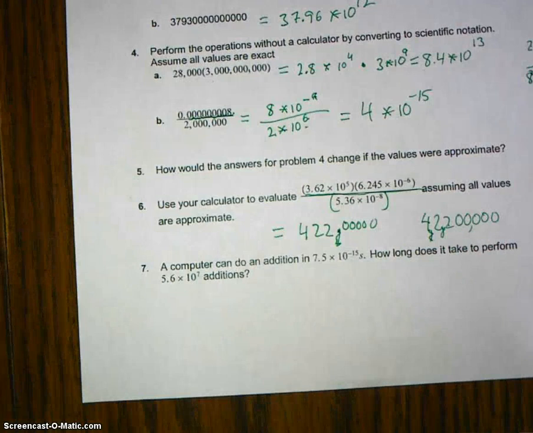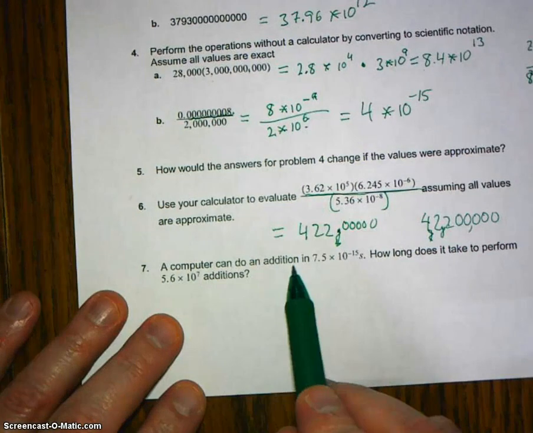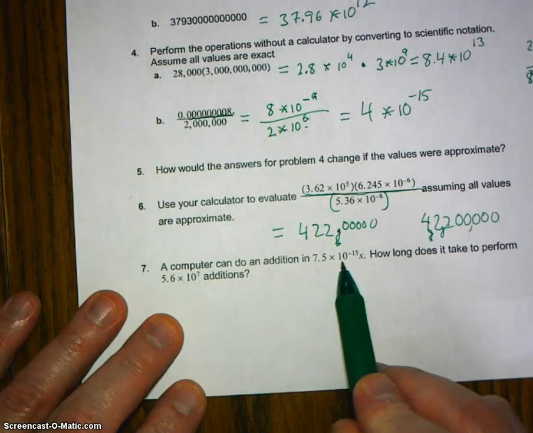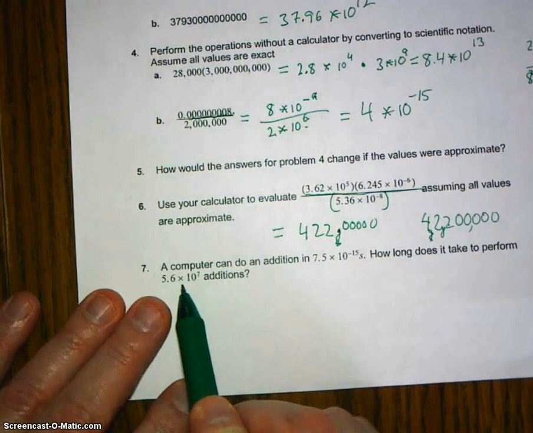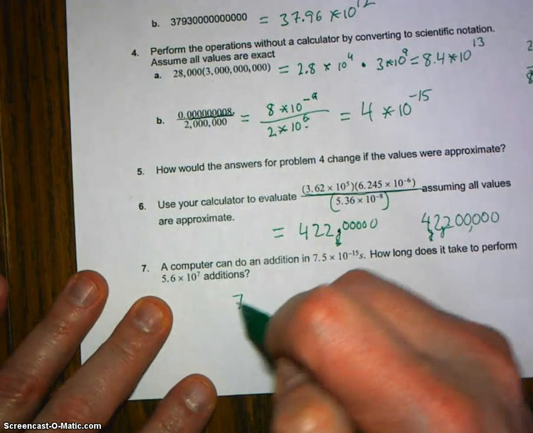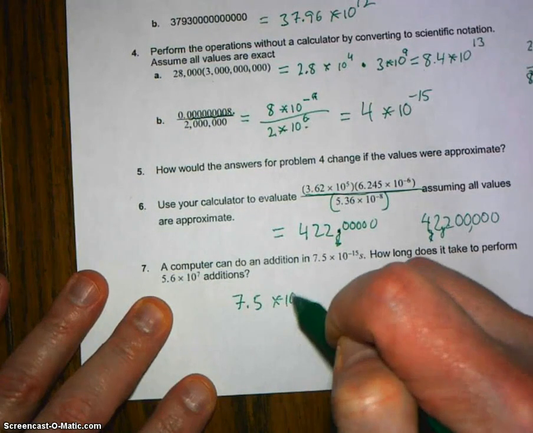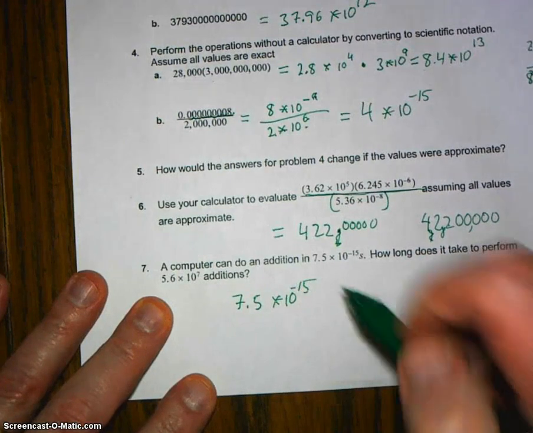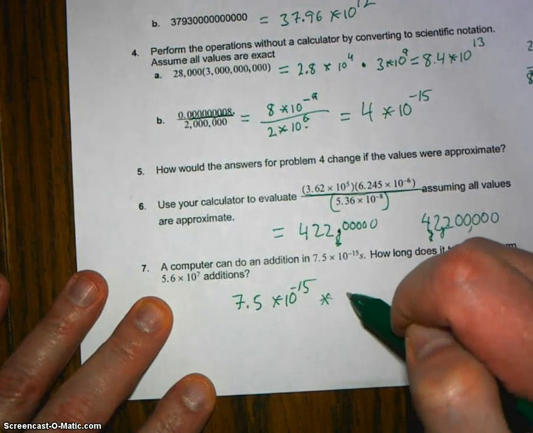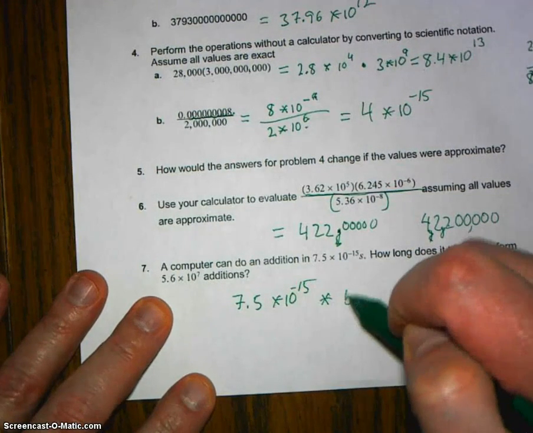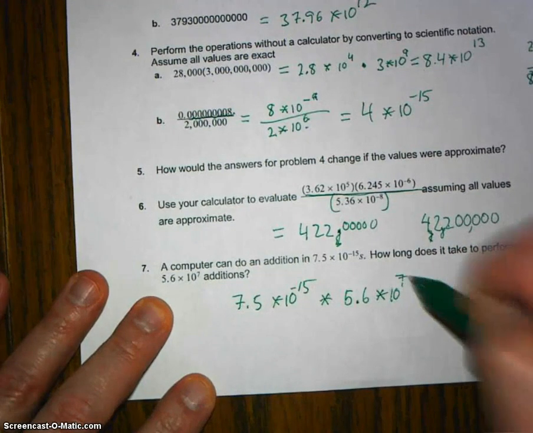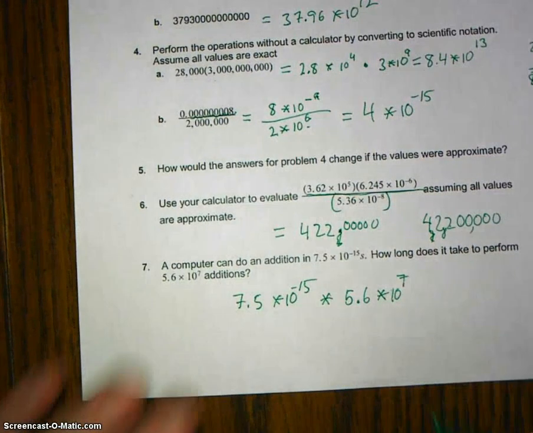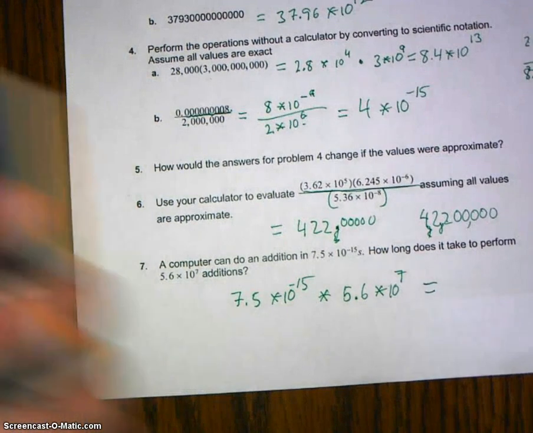All right, last problem. A computer can do an addition in 7.5 times 10 to the negative 15 seconds. How long does it take to do that many additions? Well, you just multiply 7.5 times 10 to the negative 15. That's how long it takes it to do 1. And then if I wanted to do 2, of course, I would double that. If I wanted to do 3, I would triple it. So if I want to do that many, I multiply by that many.